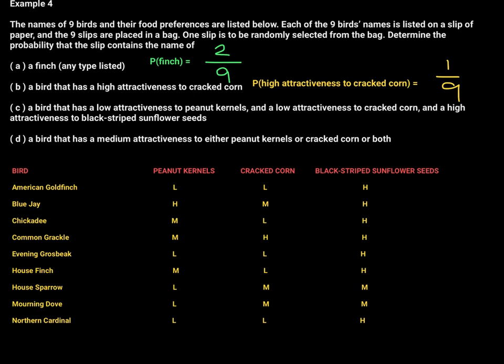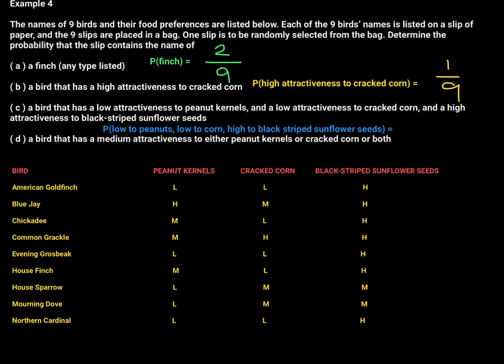Look now at the evening grosbeak. It's the same thing. Low, low, high. All right, so that's 2 favorable outcomes. Finally, look at the northern cardinal. Low, low, high. So out of 9, there are 3 favorable outcomes.